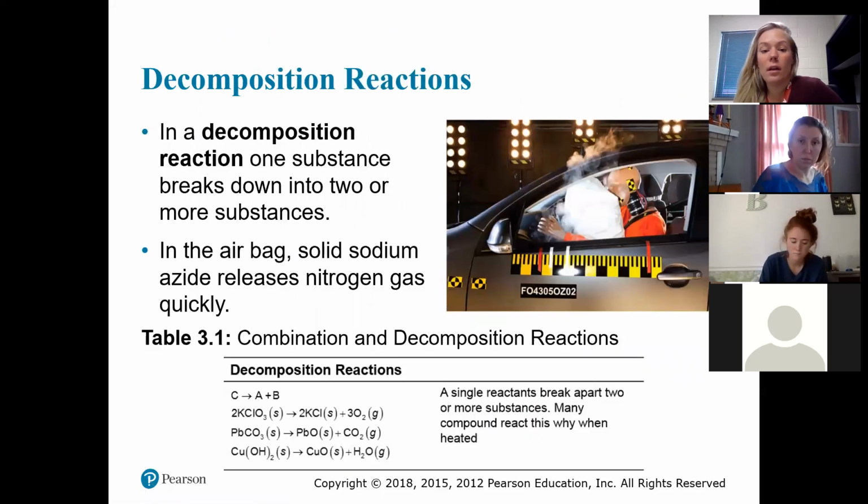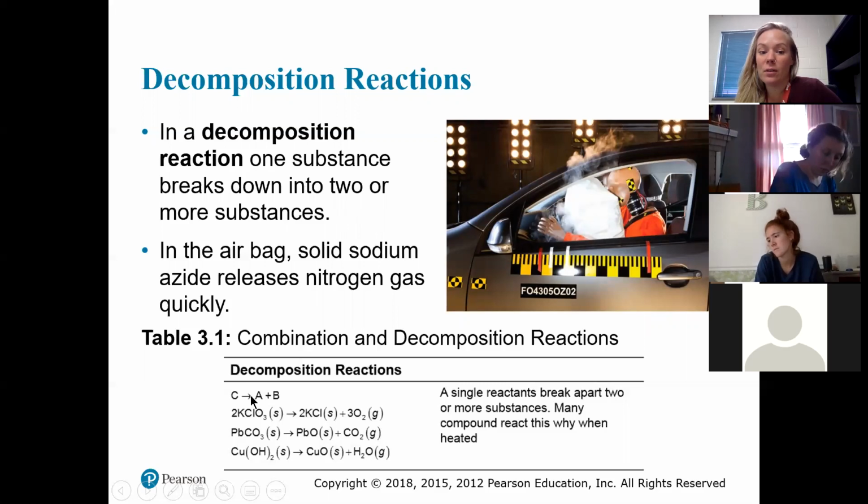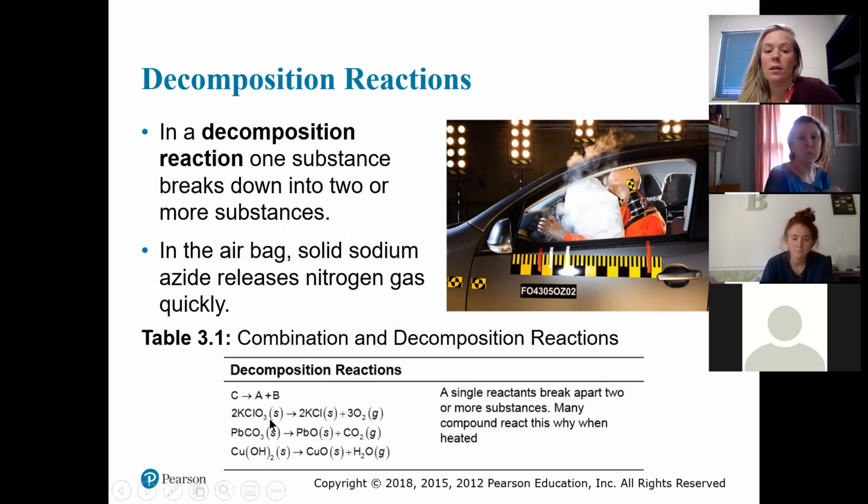All right, so if things are combining, at some point we have to have the opposite of this, or the breakup, right? Decomposition. So this is where there's a couple and then they decide to call it quits. So we have a compound C and it breaks up or decomposes into A and B. So here is a great example. We've got KClO3 for potassium chlorate, and it breaks apart into KCl and then the O2.